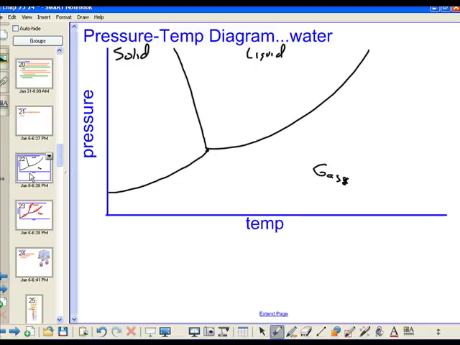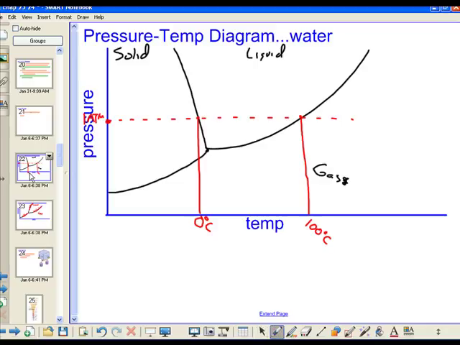So what's like it here? Well, we use it. At 1 atmosphere of pressure, sea level pressure, I come across and I look, okay, water is going to melt and freeze at 0 degrees, and it's going to boil and condense at 100 degrees. That's kind of how we use this diagram.